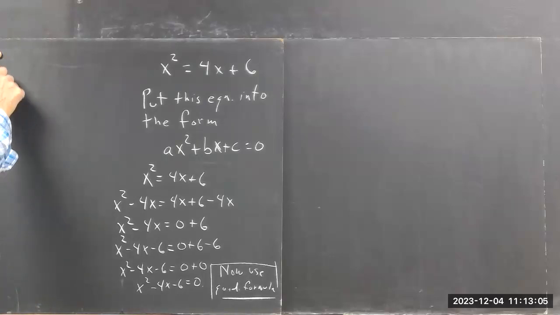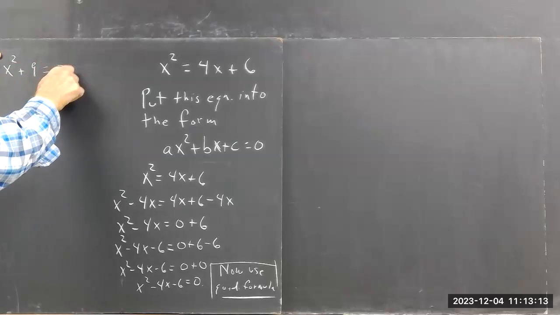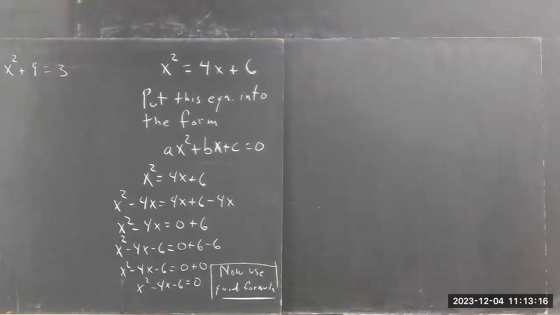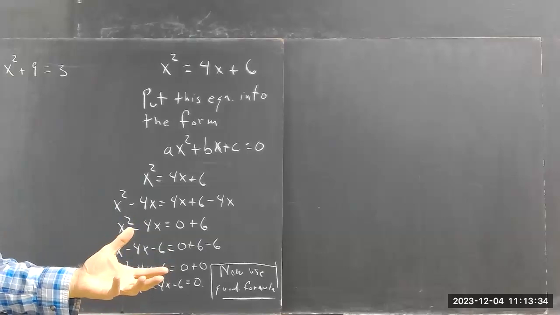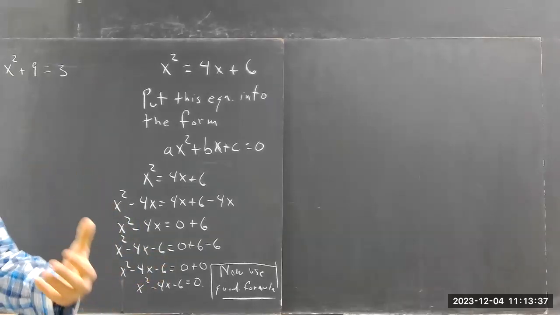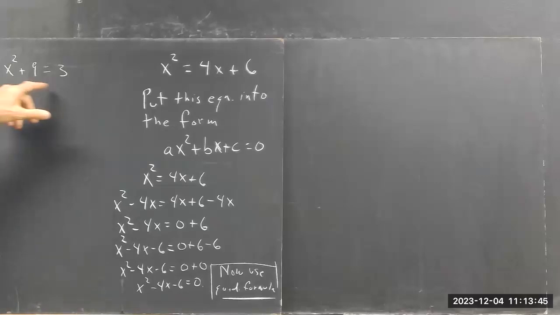Okay, let's do another one. Let's say you've got 4x squared plus 9 equals 3. And you put that into the form where we've got a 0 on this side, using valid operations. The valid operations you have to use are that you can add or subtract the same quantity on both sides, or we can multiply or divide both sides by the same thing. Those are our rules.